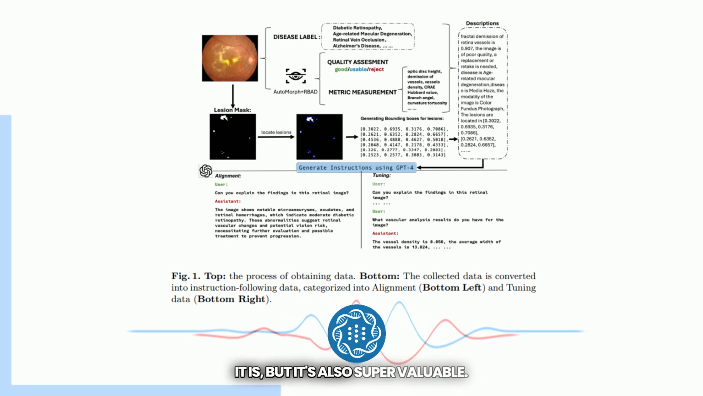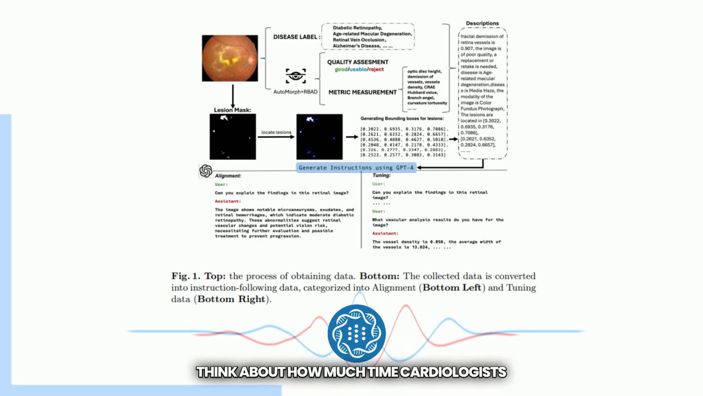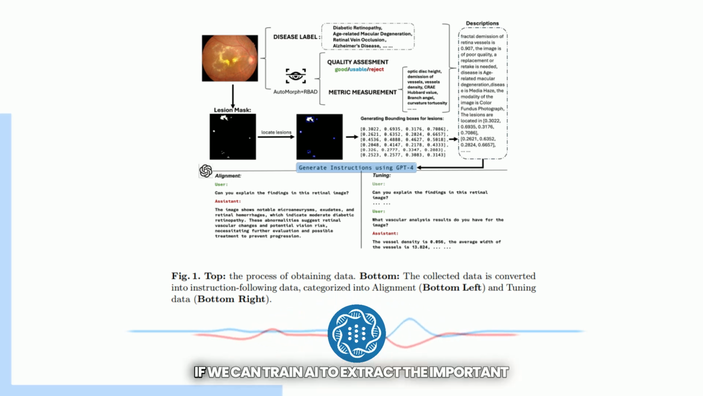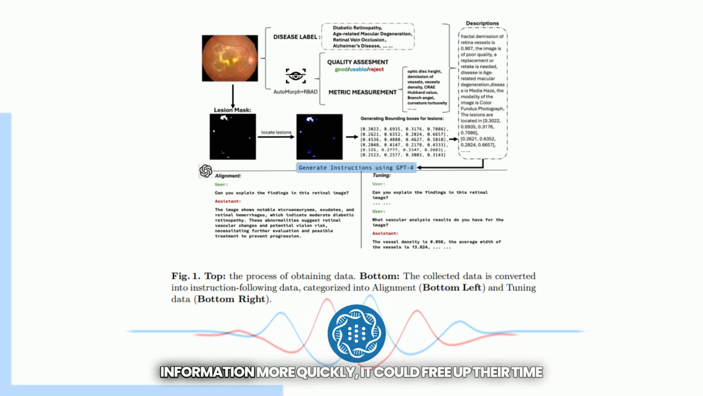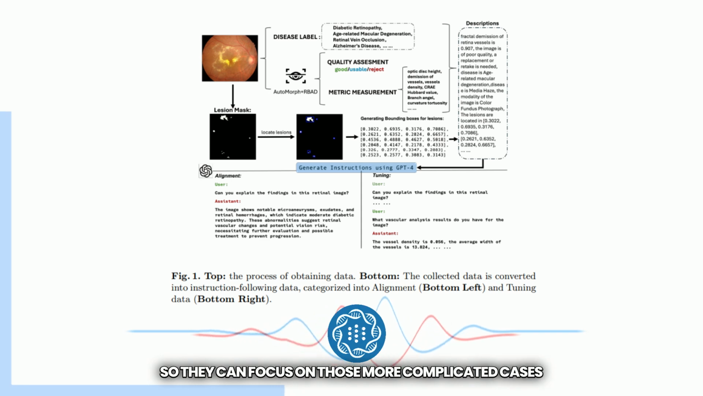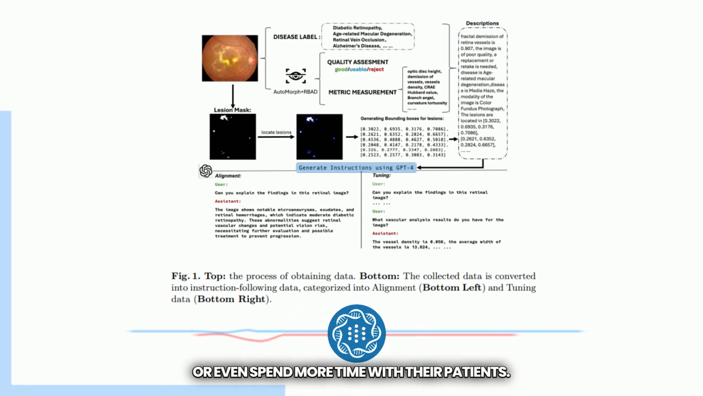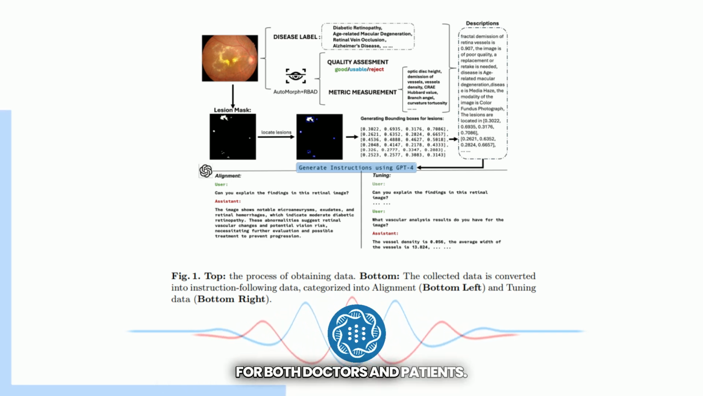It is, but it's also super valuable. Think about how much time cardiologists spend going over those reports. If we can train AI to extract the important information more quickly, it could free up their time so they can focus on those more complicated cases or even spend more time with their patients. I can definitely see the benefits for both doctors and patients.